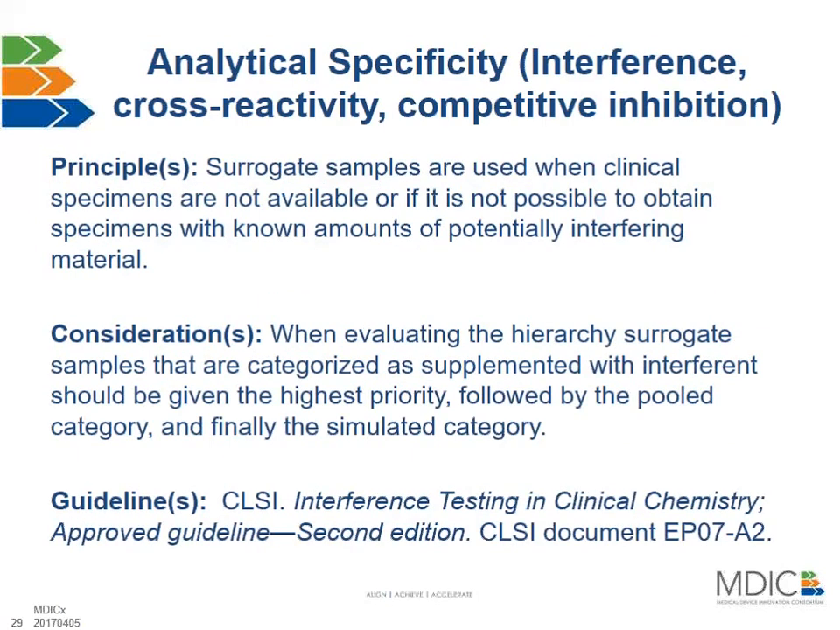For analytical specificity, the framework describes the situations in which surrogate samples are more frequently used, which is when clinical specimens are unavailable or it's not possible to obtain specimens with known amounts of potentially interfering material. Additionally, this slide demonstrates the incorporation of the hierarchy into the process by identifying the category supplemented as the place to start when considering surrogate samples for analytical specificity.